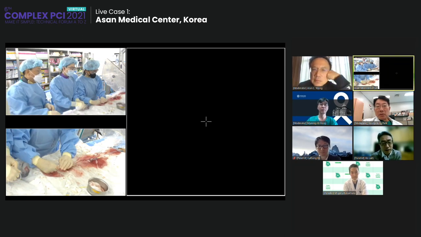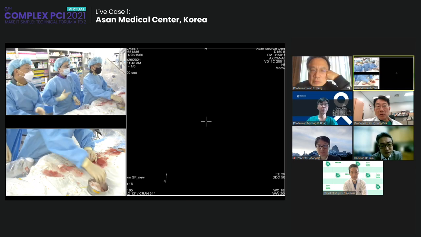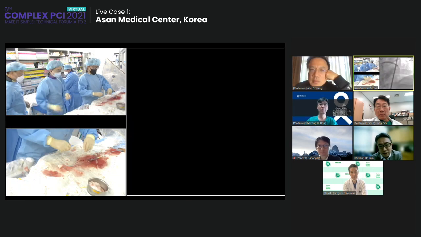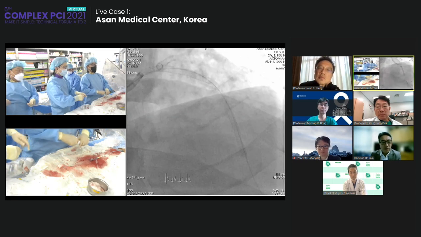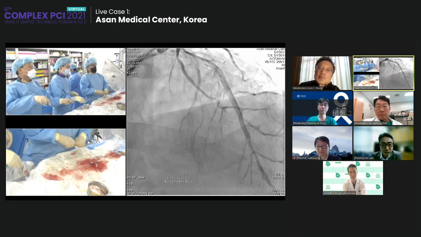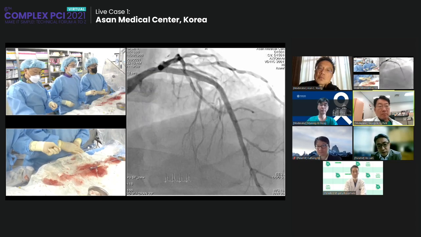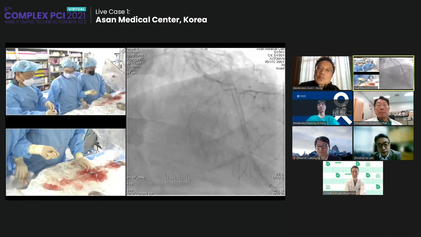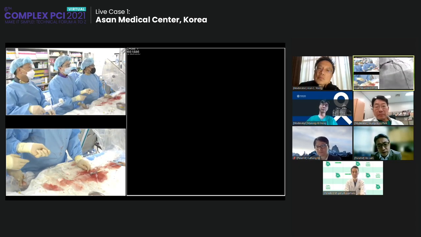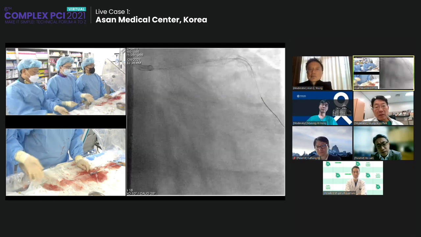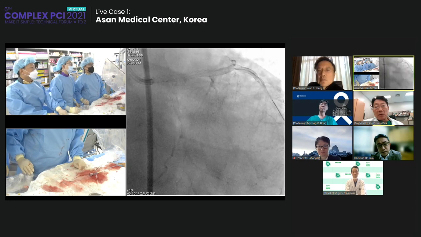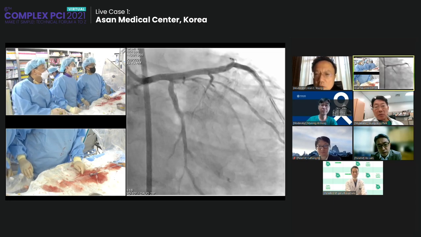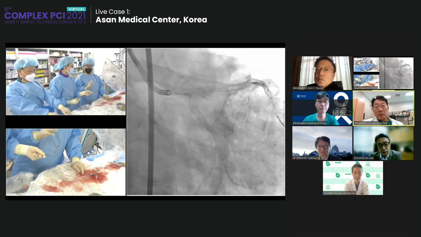And for the remaining part and the consolidation of the LAD, we will do the distal part with a 3.0 NC balloon and the proximal part with a 3.5 NC balloon. And then we're going to do the final kissing dilation. We're going to check here. Okay, great. Another angio here. Push up. Picture. Good. We put the three stents.